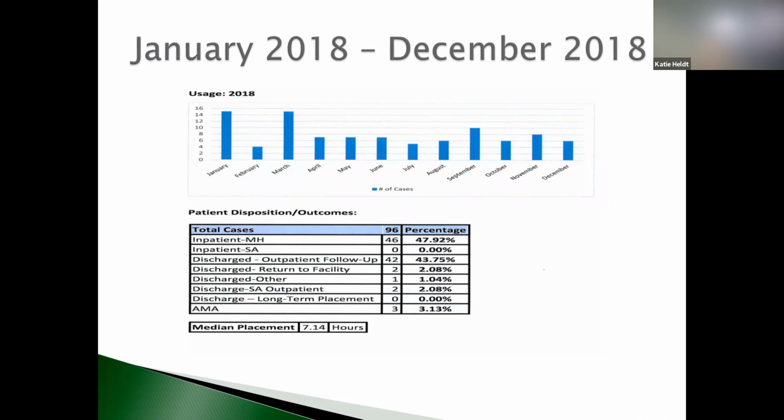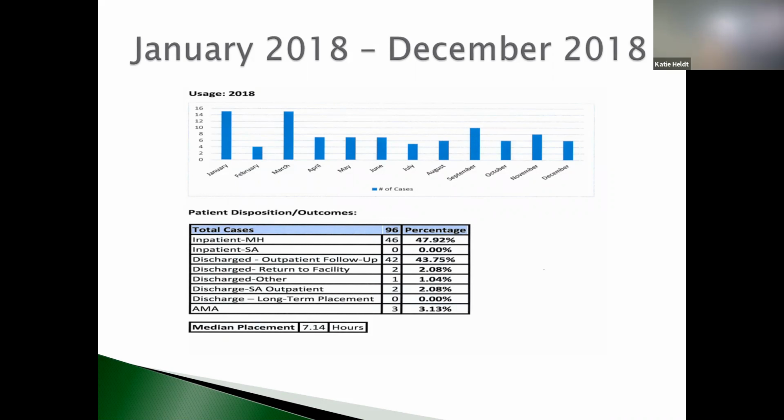You can see our median placement went up a little bit, just a little over 7 hours, but you can also see that our volume went up to 96 patients. So once again, it's about half and half: inpatient 47, almost 48%, and then outpatient went up to almost 44%.